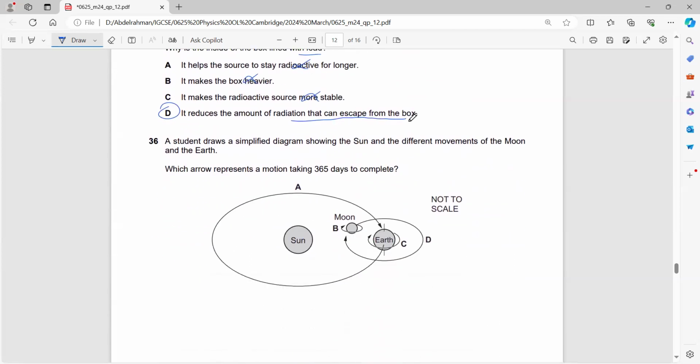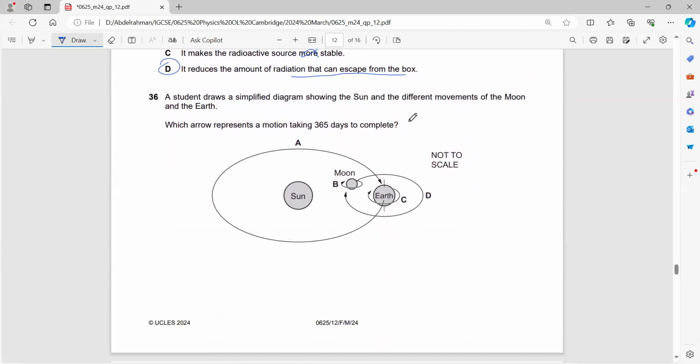Student draws a simplified diagram. Which arrow represents the motion taking 365 days to complete? Which is A. We know that the motion of the Earth around the Sun takes 365 days.